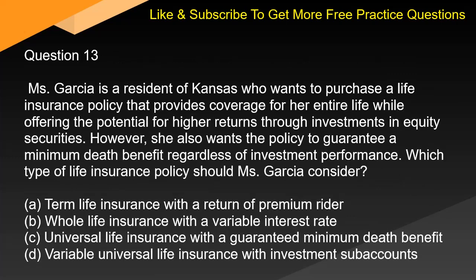Question 13. Ms. Garcia is a resident of Kansas who wants to purchase a life insurance policy that provides coverage for her entire life while offering the potential for higher returns through investments in equity securities. However, she also wants the policy to guarantee a minimum death benefit regardless of investment performance. Which type of life insurance policy should Ms. Garcia consider? A. Term life insurance with a return of premium rider. B. Whole life insurance with a variable interest rate. C. Universal life insurance with a guaranteed minimum death benefit. D. Variable universal life insurance with investment subaccounts.